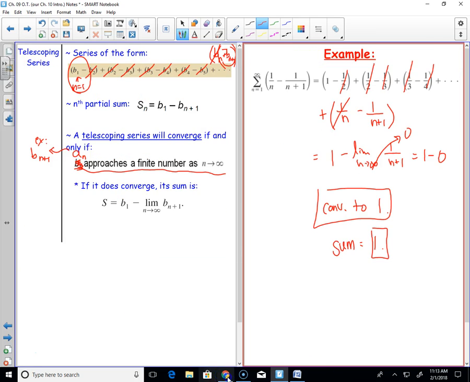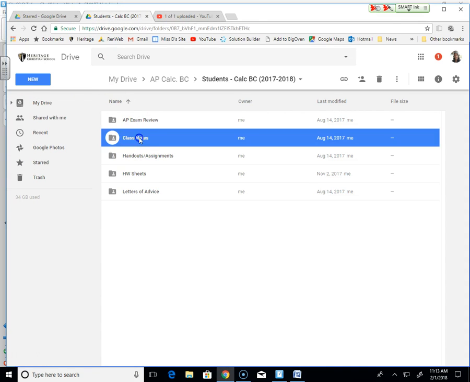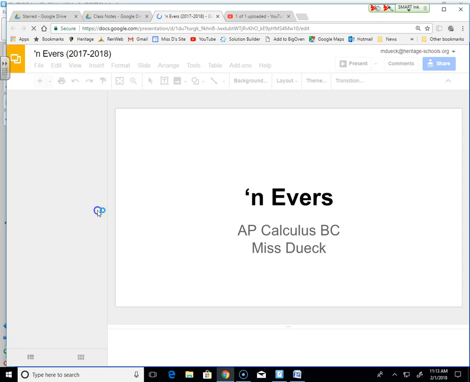Let's make this an endeavor card. Let me see if I already have one in. I think I do. Let me go find it real quick. Class notes, endeavor. The last one that we've had so far is the direct comparison test, right?